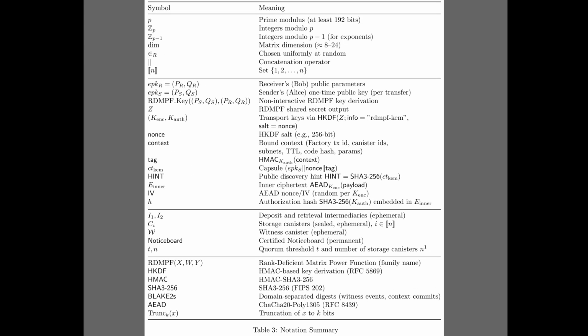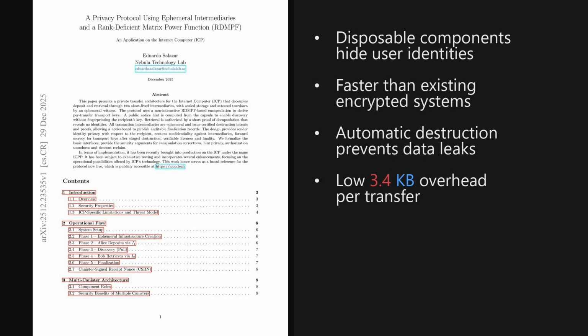Alright, while the previous table focused on byte counts, Table 3 serves as the formal glossary for the protocol's mathematical notation. The top section defines the foundational parameters, such as the prime modulus P of at least 192 bits, and the matrix dimension. The middle block details the cryptographic objects, listing Alice's one-time public key and the shared secret Z derived from the rank-deficient matrix power function. Finally, the lower section standardizes the ephemeral actors, like intermediaries I1 and I2, alongside the specific algorithms used for hashing and encryption.